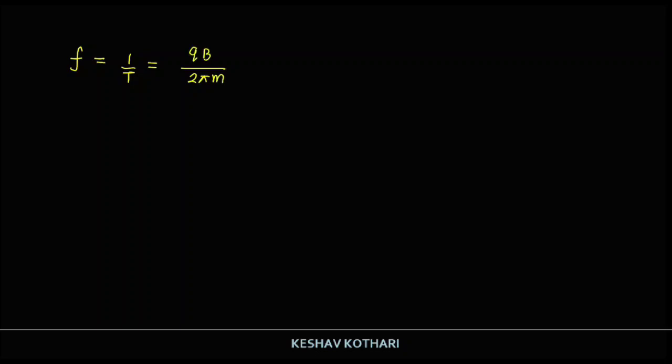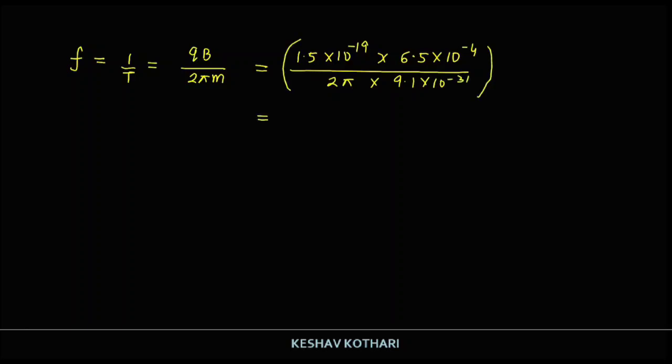So if we substitute the value of each aspect, we can write over here that the value of charge is 1.5 into 10 to the power minus 19, that of magnetic field is 6.5 into 10 to the power minus 4 Tesla, upon 2 pi, and mass of electron is 9.1 into 10 to the power minus 31. So this is the value of frequency that we have, and on solving we obtain the value equivalent to 18 megahertz. And the frequency of the electron is independent of the speed of the electron. Let us move to the next problem.